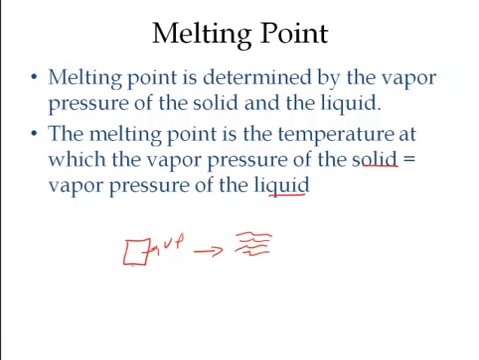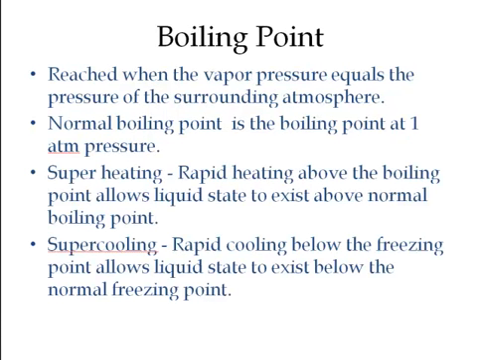All right. Now boiling point, a little bit different. Boiling point, we've got a liquid, and when we get the vapor pressure of the liquid equaling the atmosphere, okay, the surrounding atmosphere, that's when we get boiling. Now, the normal boiling point is at 1 atmosphere pressure, and here in Tacoma, we are, of course, at 1 atmosphere pressure. But my wife's family lives in Denver.